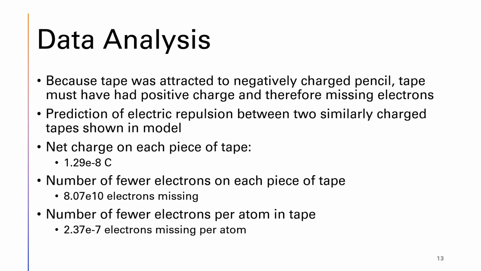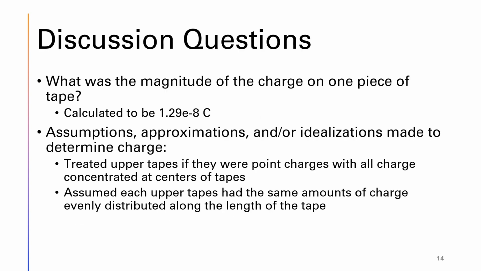The magnitude of the charge on one piece of tape was 1.29 times 10 to the negative 8th coulombs. Assumptions, approximations, and idealizations made to determine this charge were me treating the upper tapes as if they were point charges with all charge concentrated at the centers of the tape, and I assumed each upper tape had the same amounts of charge evenly distributed along the length of the tape.